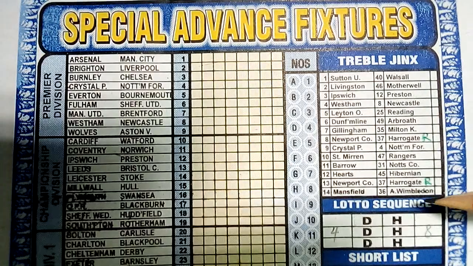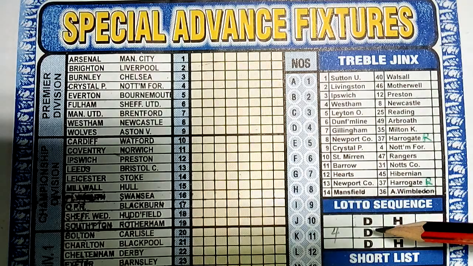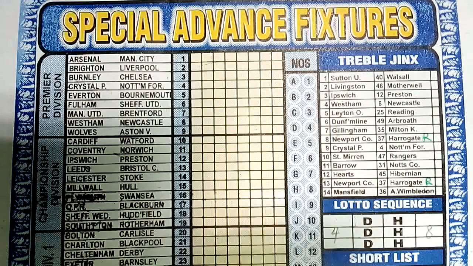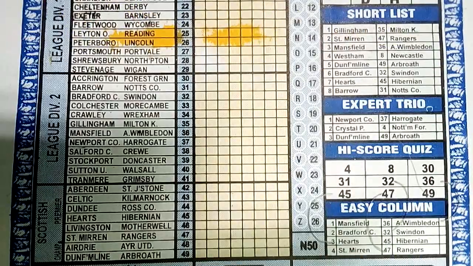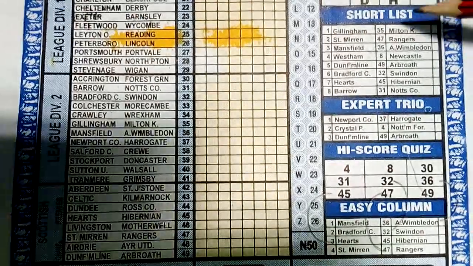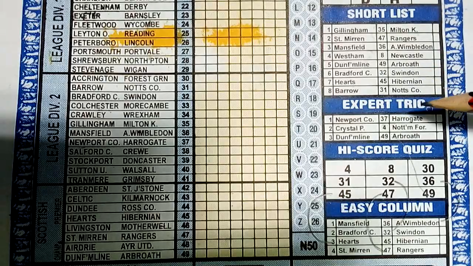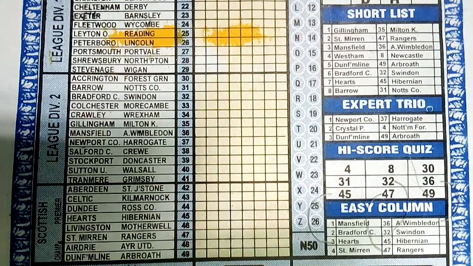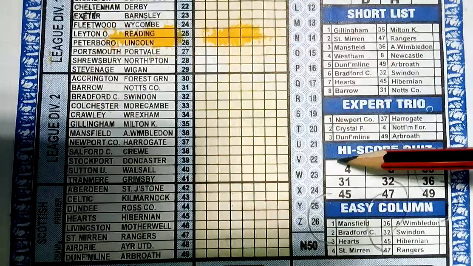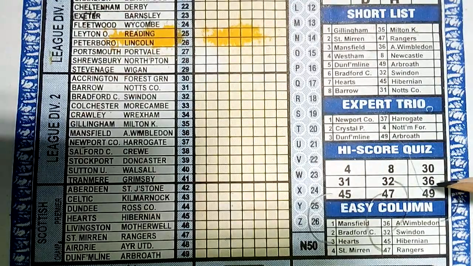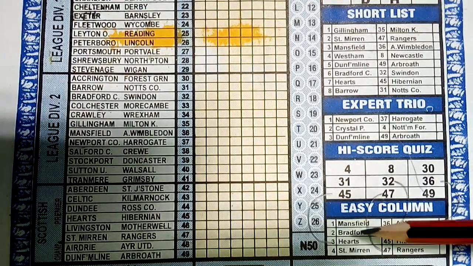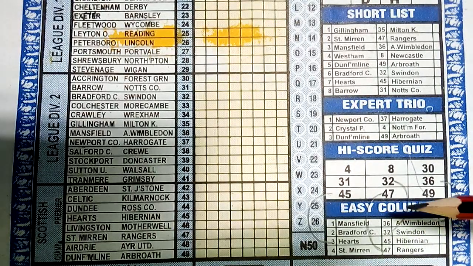Below that we have the Lotto sequence column, where we have alphabet D and H, and that is our numbers 4 and 8. Below the Lotto sequence is our shortlist column, where we have game 1 to 8 being forecasted there. Below that is our expert trio, where we have numbers 37, 4, and 49. Then below that we have the high score quiz column, where we have box 1 as number 4 and box 9 as number 49. The last but not the least column in our special advance fixture is the easy column, where we have 4 games being forecasted there.